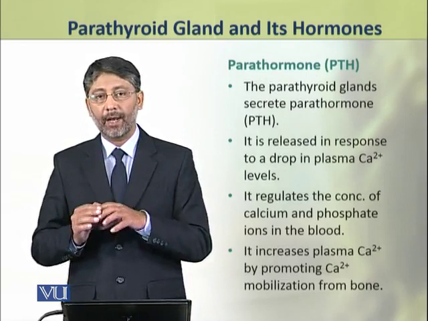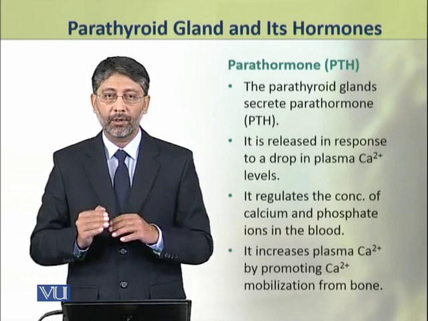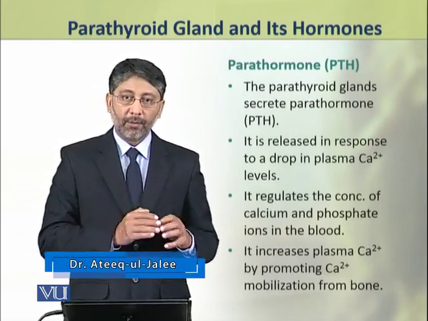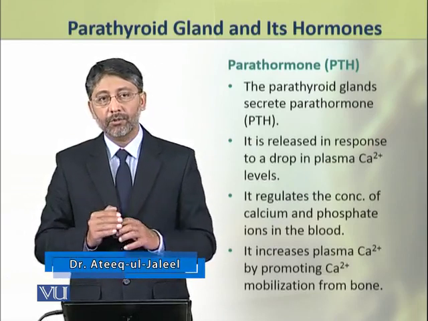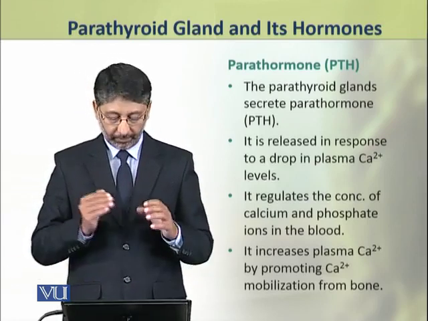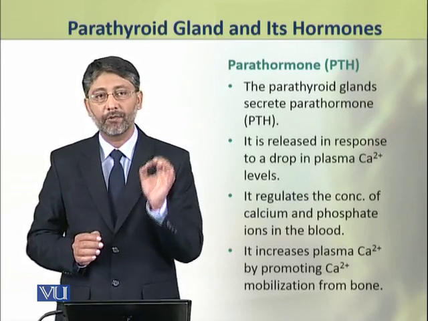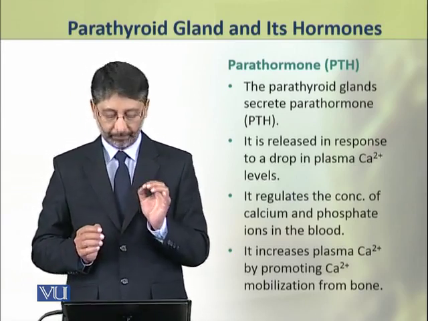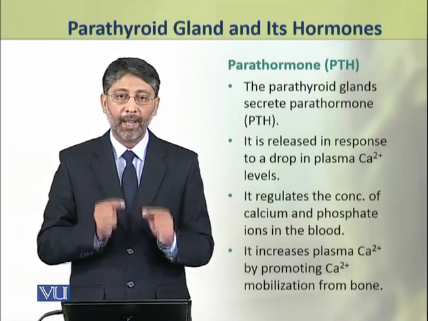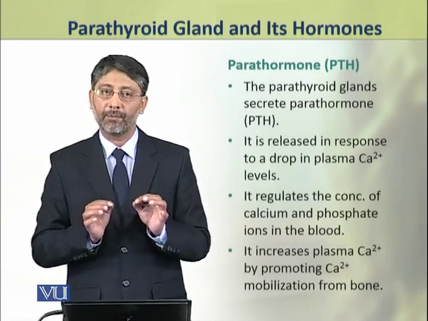The parathyroid glands produce the hormone which is called parathormone or PTH. Parathormone is released in response to drop in plasma calcium levels. It regulates the concentration of calcium and phosphate ions in the blood. It increases plasma calcium level by promoting calcium ions mobilization from the bones.